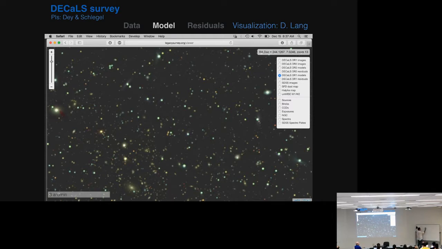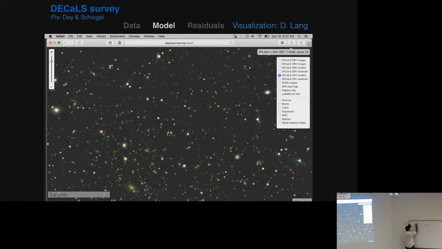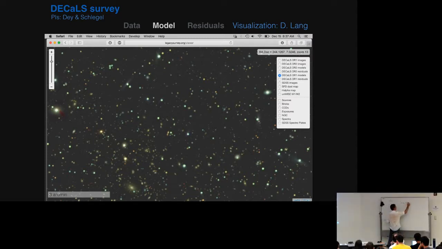What I can do is integrate this. If I integrate dx dy of this distribution, I'm going to call that I prime of x and y.